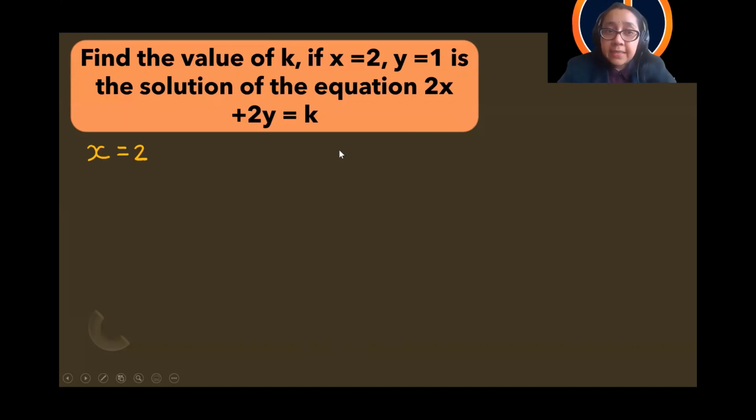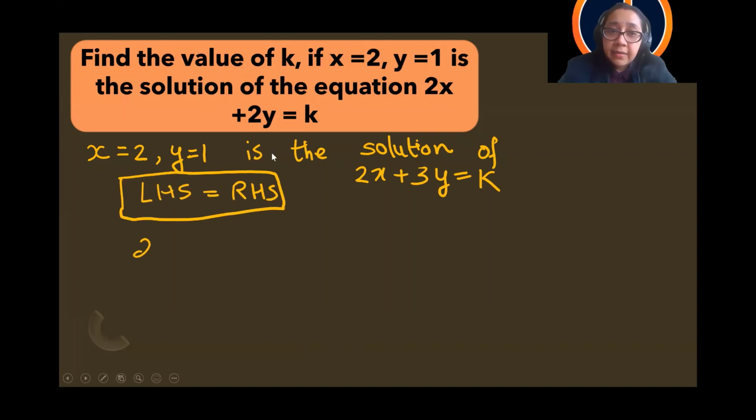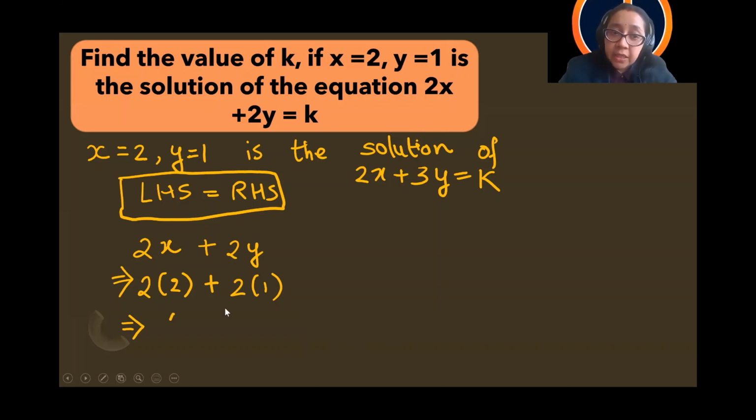So let's start with x equal to 2, y equal to 1 is the solution, and hence we can write LHS is equal to RHS. So what does LHS become? The left hand side 2x plus 2y, right? So we can write 2 times 2 plus 2 times 1, right? We are just substituting the value of x and y and finding the value of LHS. So we get 4 plus 2, which is equal to 6.